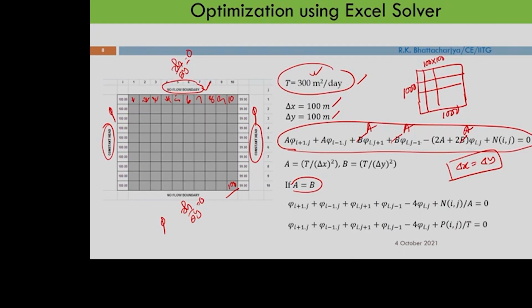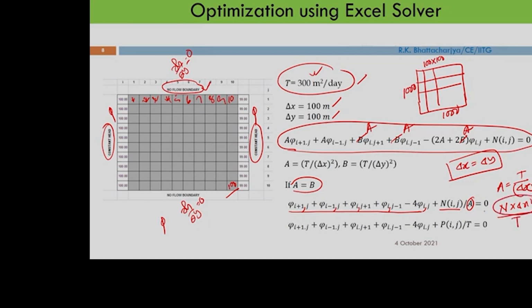Then if I divide this equation by A, I get this equation: phi i plus 1 j, phi i minus 1 j, phi i j plus 1, phi i j minus 1, minus 4 phi i j, and this is n i j. Finally, if I put in the value of A, A is T by del x square. So what I am getting is n i j into del x square by T.